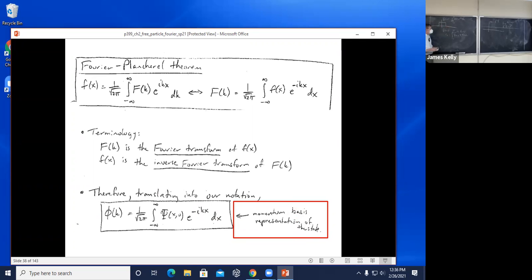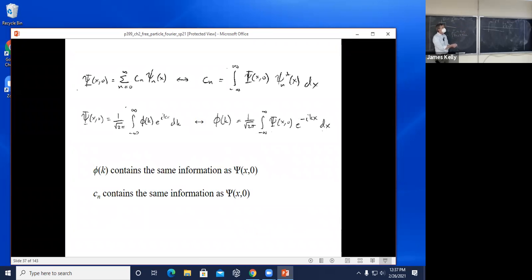But the idea is knowing what things are as a function of x is just as good as knowing what they are as a function of k. Or if you go back to the c's over here, knowing the function at time t equals 0 is just as good as knowing these cn's right there. And so I can think of cn's as a new way to represent the same state. It is a kind of wave function.